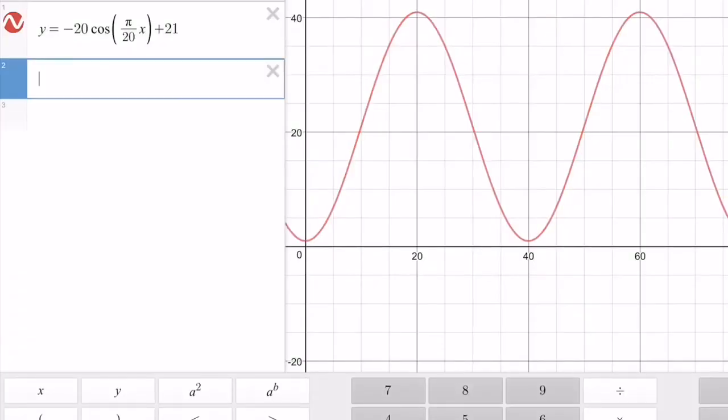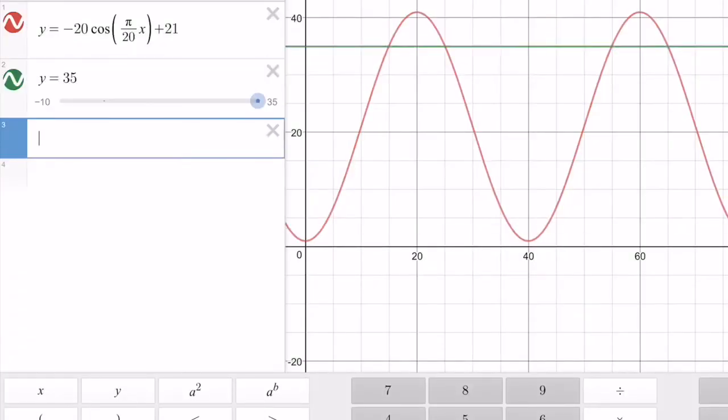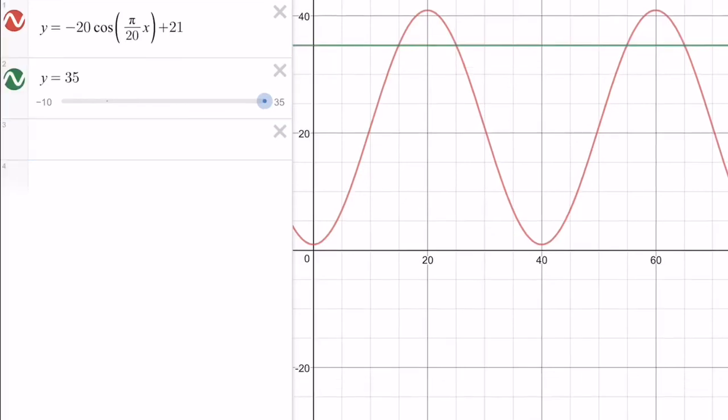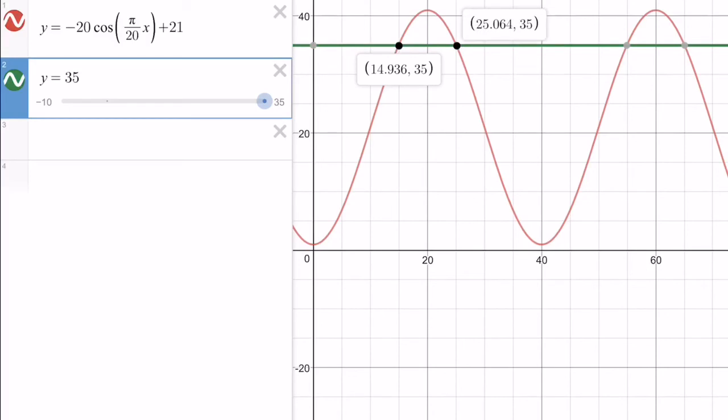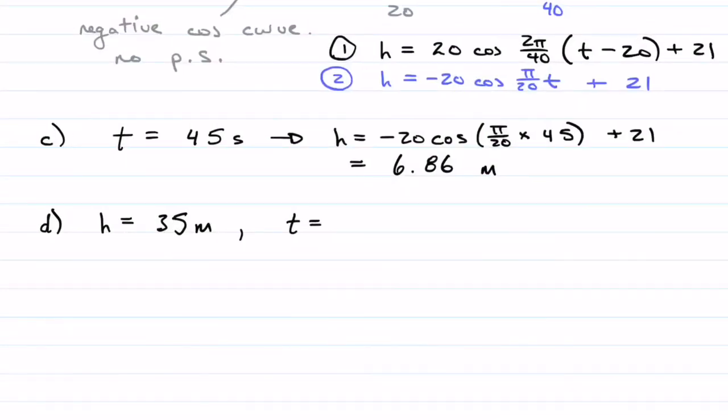For part D, h equals 35 meters, so I'm just going to graph y equals 35 on Desmos, and I'm going to find solutions on the first cycle, so on that first up and down. So I got 14.9 and 25.1 from Desmos. And then remember, if you find your answers for one cycle, you can always use the period to find the answers on the next cycle.